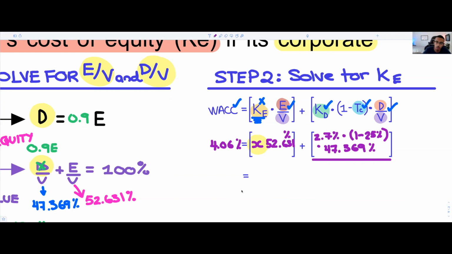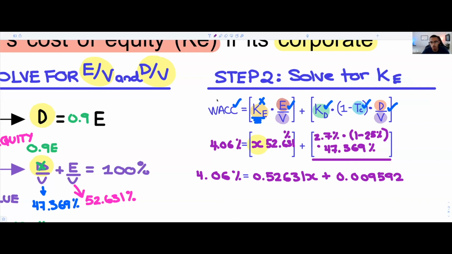Cool. So we're going to have 4.06% is equal to 0.52631 X plus, and if I were to put this as a number, I guess I'll do that. Plus 0.0099592. We could go ahead and solve for X.